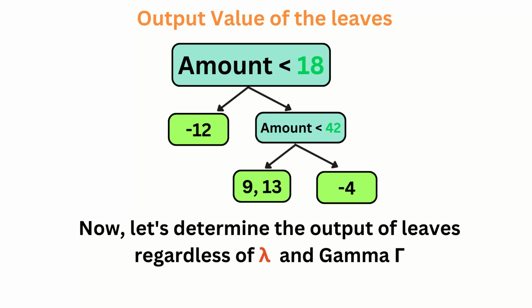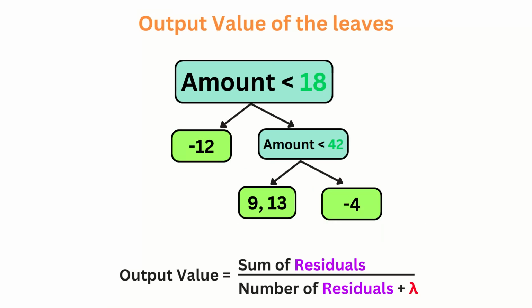Now let's determine the output of leaves regardless of lambda and gamma. The equation for the output of a leaf is almost the same as the similarity score, except we don't square the sum of residuals here.